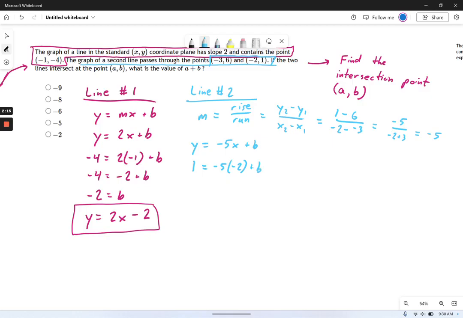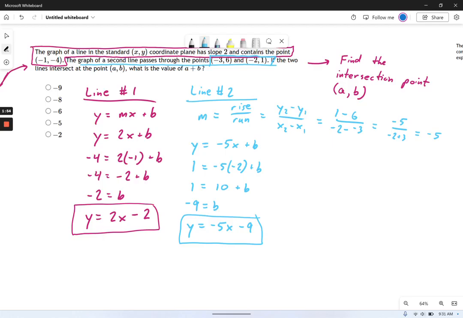So I get 1 equals -5 times -2 plus b. That means 1 equals 10 plus b. And that means -9 is my y-intercept. And that means if I want to put this in standard form, it's y equals -5x minus 9. Great. Now I have 2 equations for these lines.